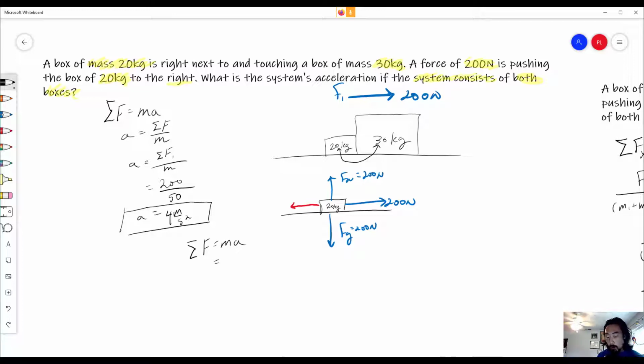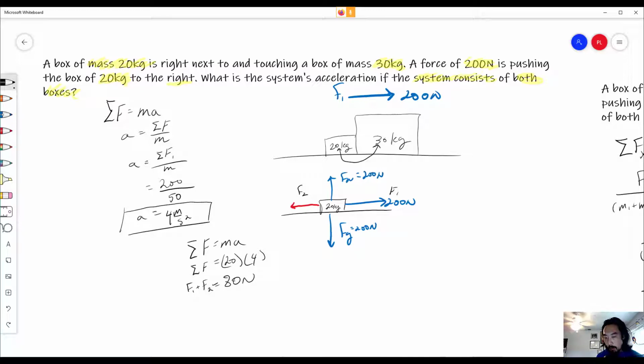We know that if we're looking at just the 20 kilogram box, the mass is 20, and it's accelerating at 4 meters per second squared. So what this shows us is that the summation of all the forces is equal to 80 newtons. Okay, I'm going to call this F1 and this F2. So that must mean that F1 plus F2 is equal to 80.